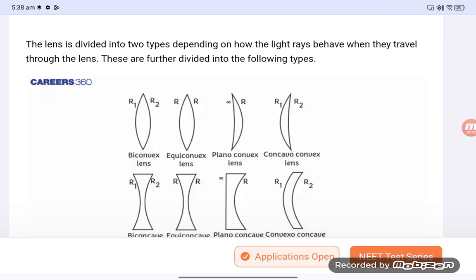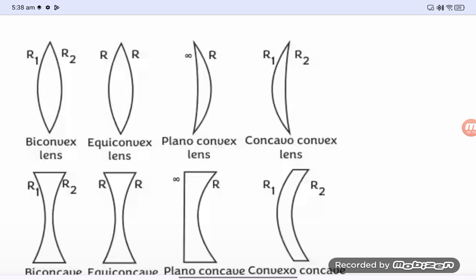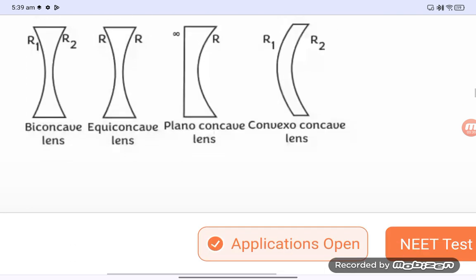Lenses are divided into two types depending on how the light rays behave when they travel through the lens. These are further divided into the following types: biconvex, equiconvex, plano-convex, concavo-convex, biconcave, equiconcave, plano-concave, convexo-concave.